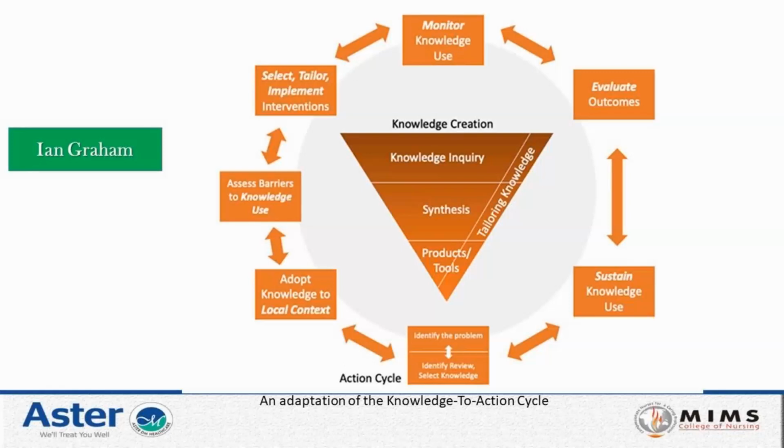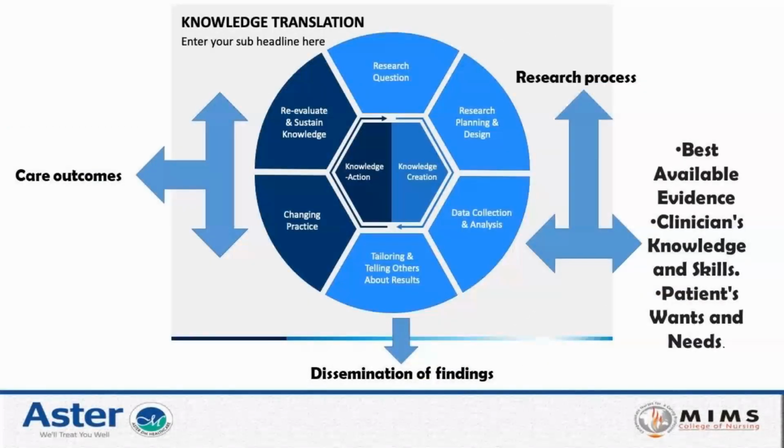And this model is widely used, and the developer of this model is Ian Graham, an epidemiologist who is working in the School of Nursing, University of Ottawa. So it's the same thing, a modification of the same. Here, the research process will help you to develop best evidence, clinicians' knowledge and skills, and patients' wants and needs. Along with the research, you will use all these three components for developing the best care outcomes.